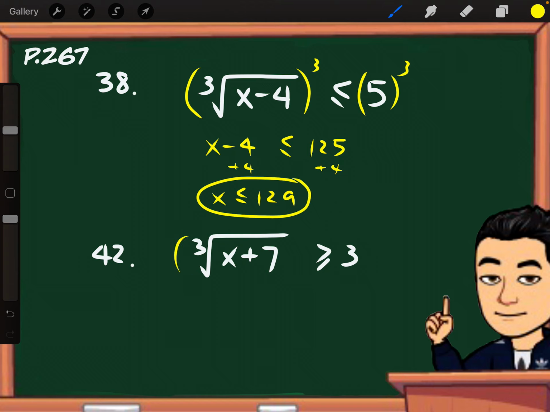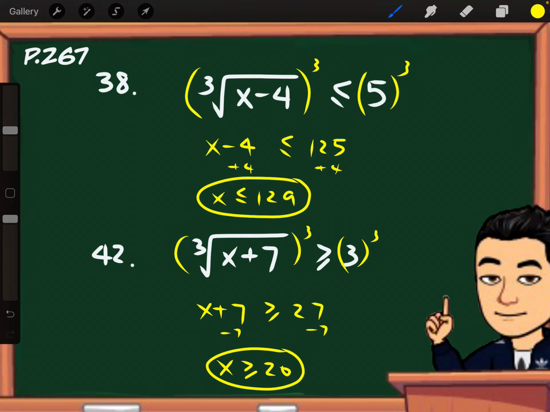Okay, so cube both sides. So you're going to get x plus 7 is greater than or equal to 27. And you just go ahead and subtract 7 on both sides. So you're going to get x is greater than or equal to 20.